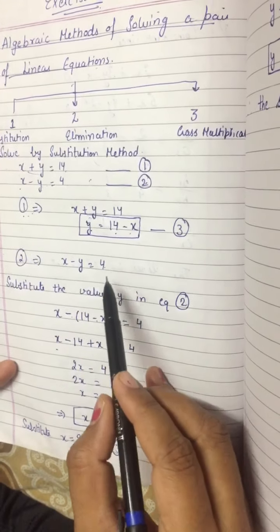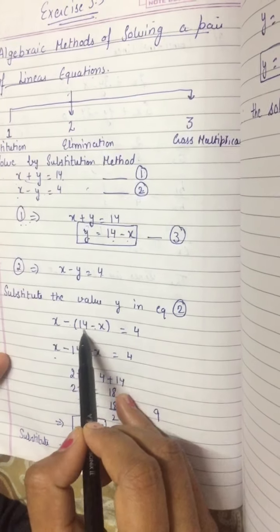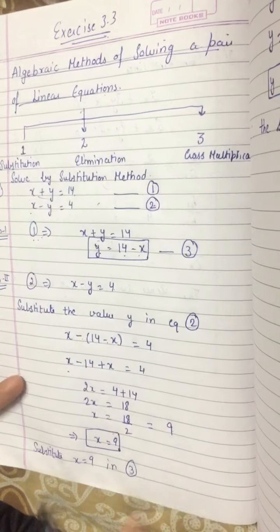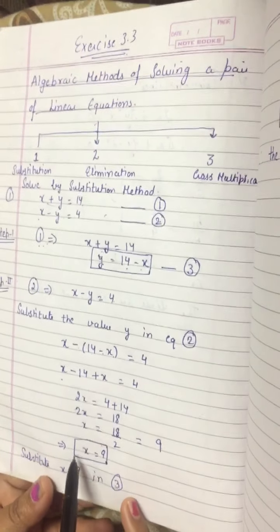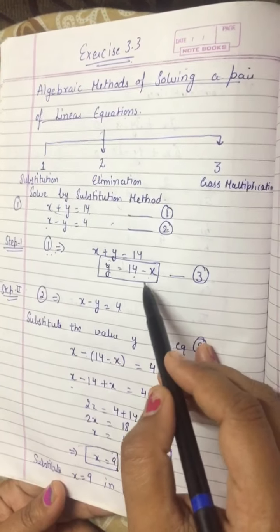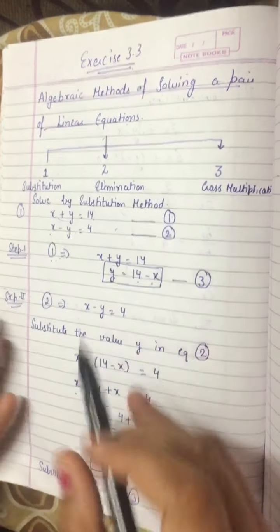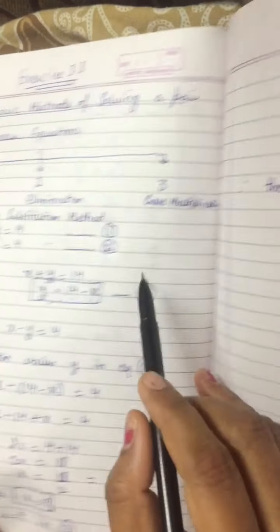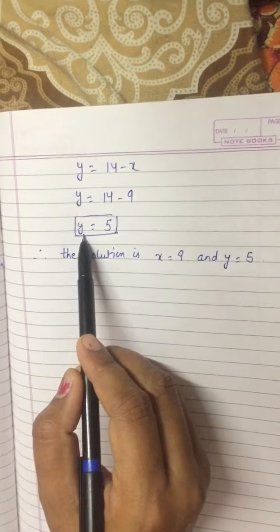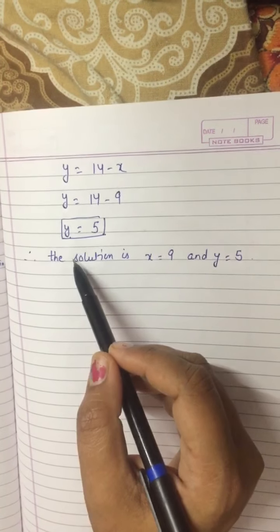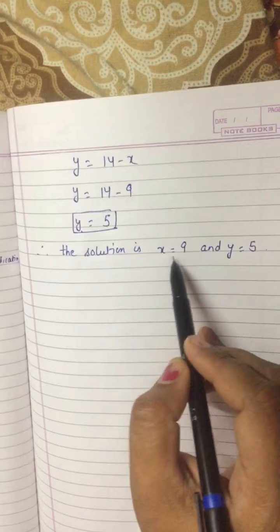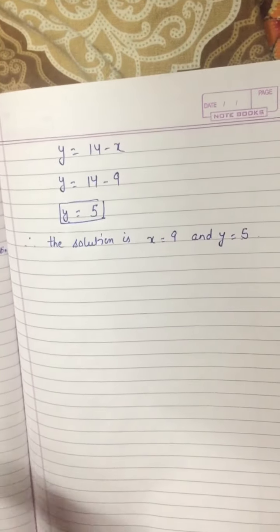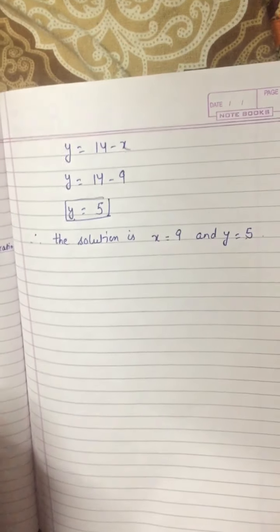In the third step, when you get the value of y or x, substitute it back in equation number 3. When you substitute the value of x, you will get the value of y. Always follow the same steps, and when you put the value in y or in x, you will get the value of the other variable. Therefore the solution is x equals 9 and y equals 5, whatever equations you are having. This is the algebraic method that is called the substitution method.